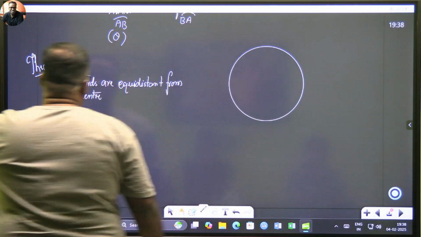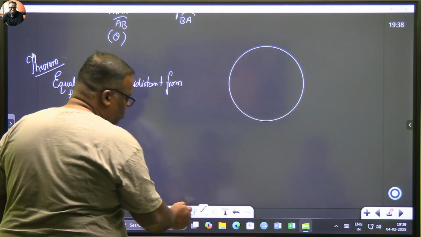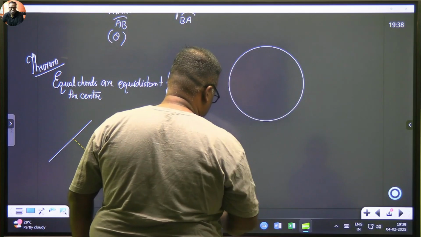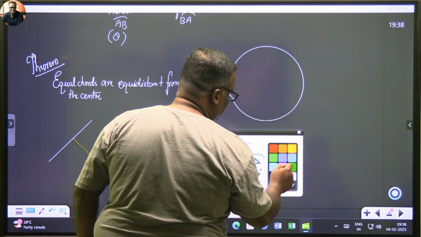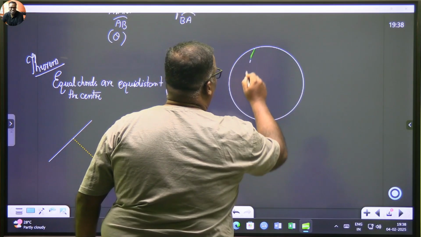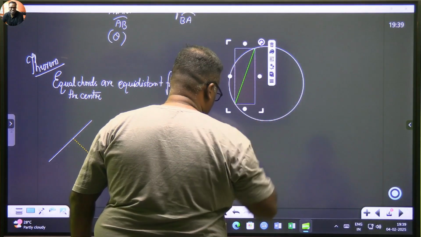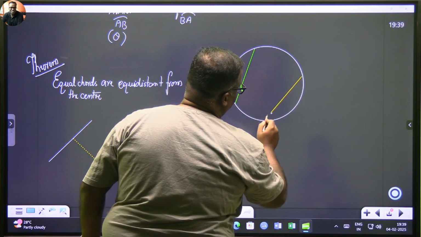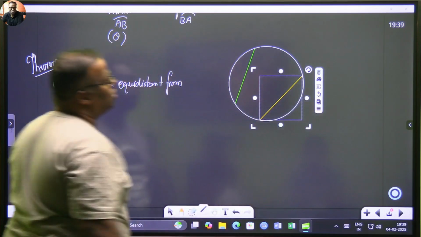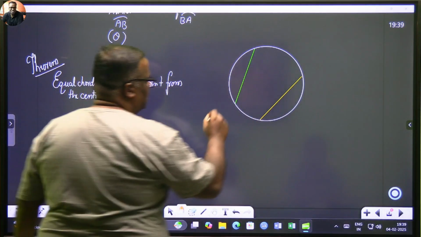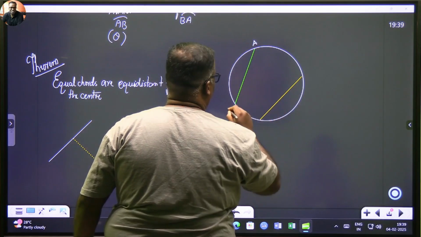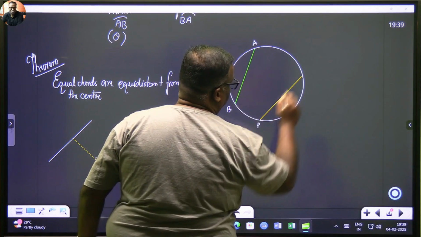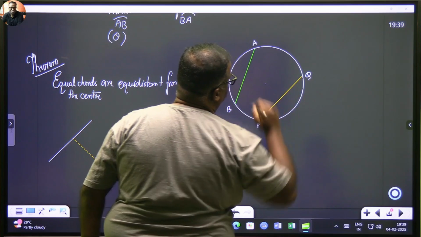Our theorem says equal chords. So we should have two chords in this theorem, right? I can't even manage one, and I'm introducing two chords. So let's have two chords. But the criteria is that the two chords should be equal. So let's make two equal chords. Let's say these two chords are equal. Have you understood, children? So we have AB and we have PQ, and this is my center.